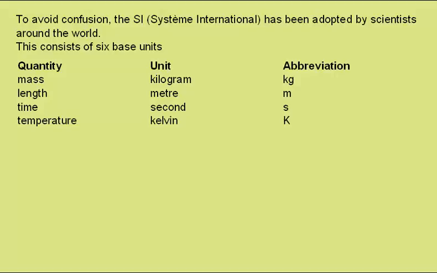Note that the abbreviations are a capital letter if the unit is named after a person, and a lowercase letter if they're not named after a person. Electric current is the ampere, capital A, and the amount of substance is the mole, abbreviation mol.